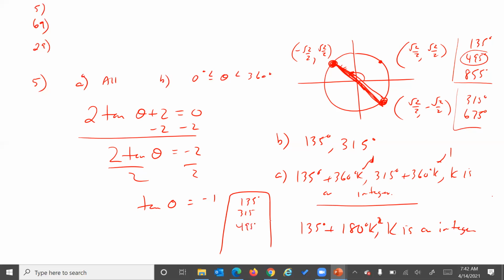And I can keep on going. If I put in a 3 here, it's going to be 1 full rotation and half a rotation, right? So that gets me this one.